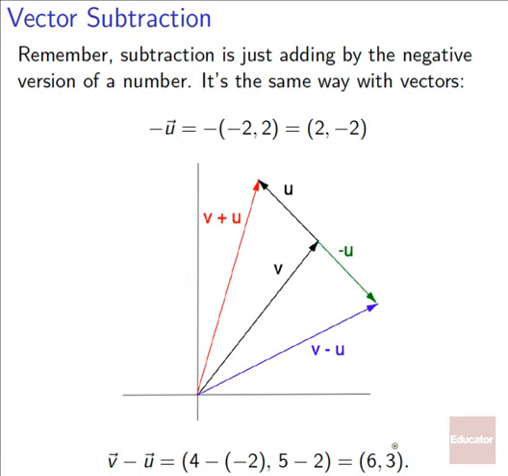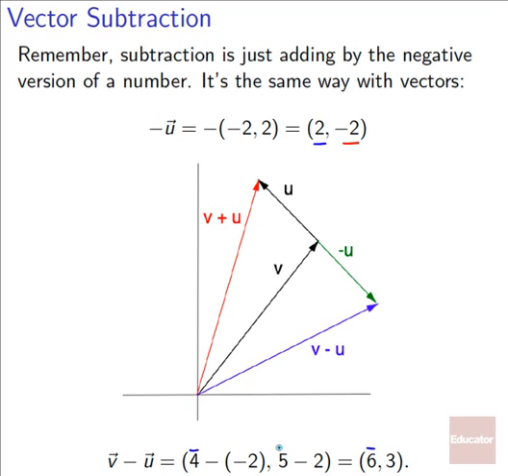Subtraction is just adding by the negative version of a number. So if we want to know what the negative version of u was, well, negative u, we just put a negative sign in front of what it was originally, right here. We apply that in and we'll get 2, -2. So we add v to the negative version of u. So 2 plus, it was 4 before, we get 6.